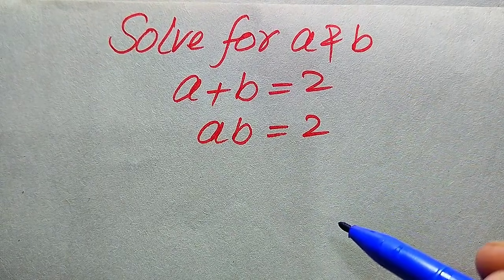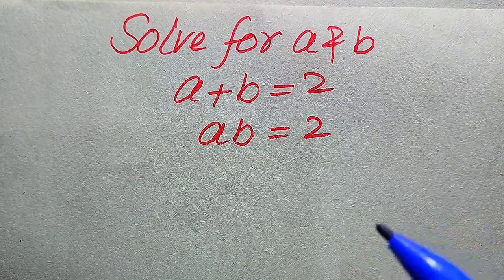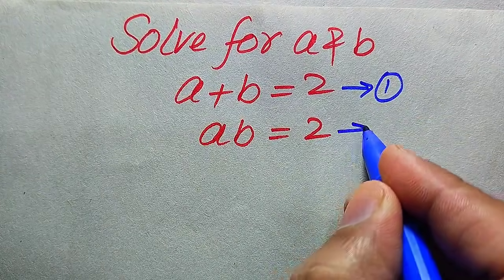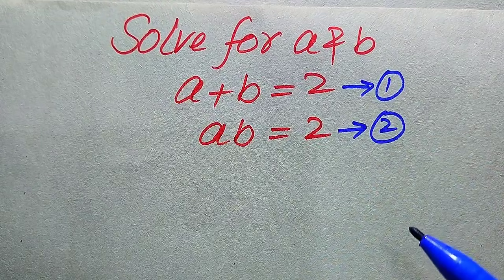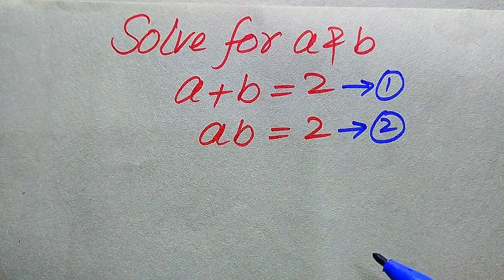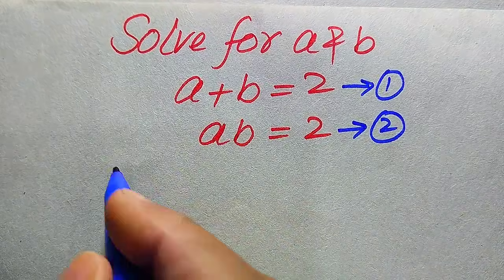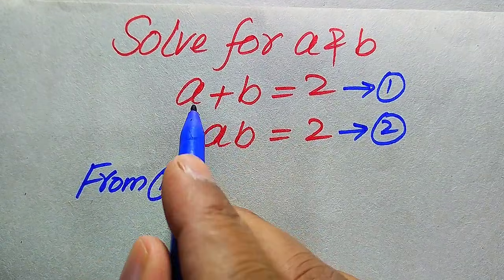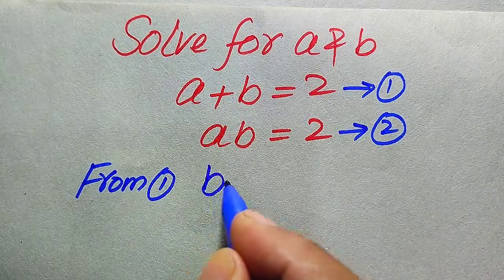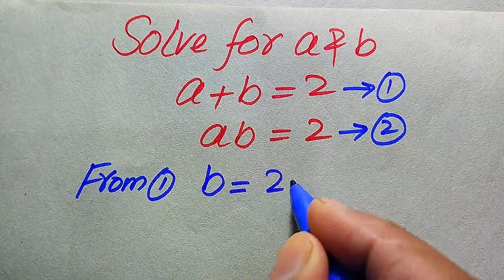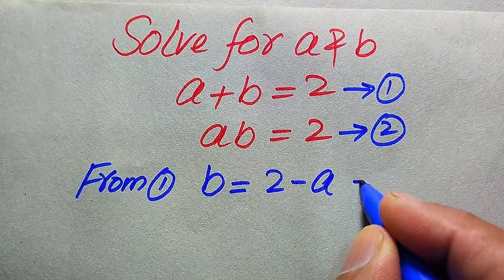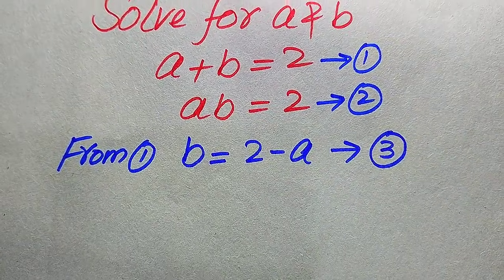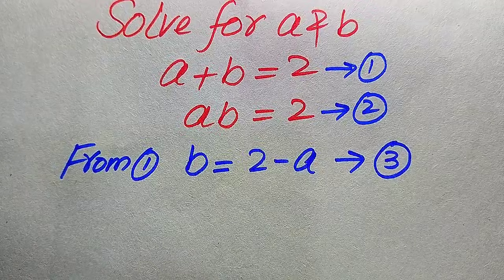So here we move toward the solution of this problem, and the very first thing we are going to do is first we need to call this our equation number 1, and we will call this our equation number 2. So here first we need to focus on equation number 1. From equation number 1, we move this a to the right hand side, and it will be written as b = 2 - a, and we call this our equation number 3. Now we substitute equation number 3 in equation number 2.